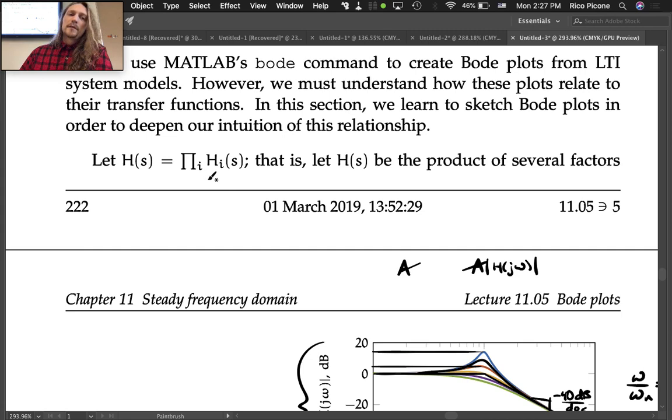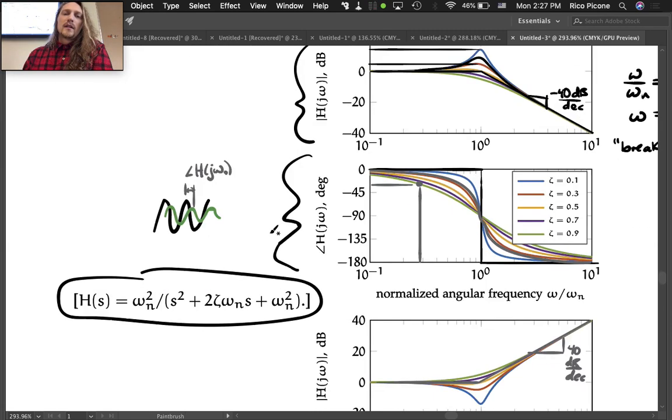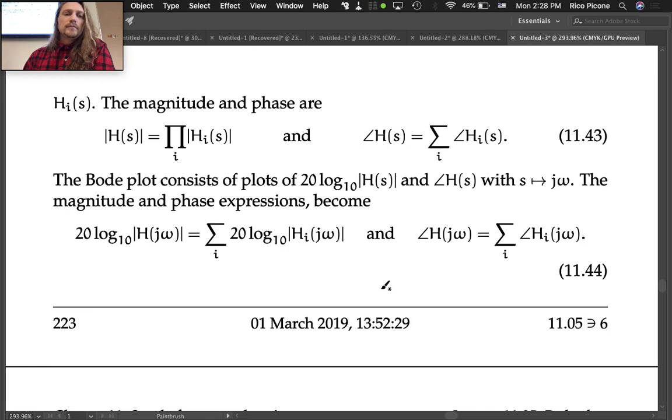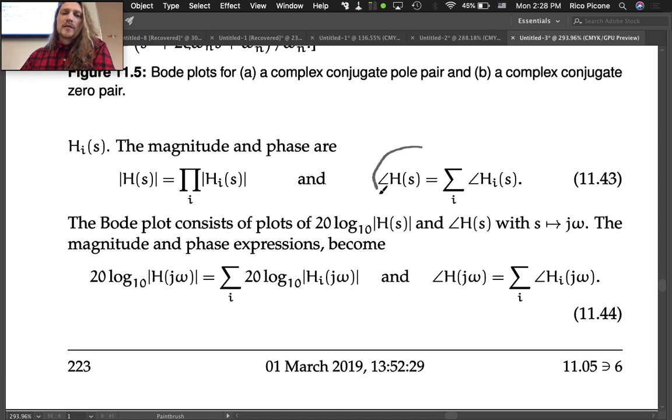So let a transfer function be the product of these sub-transfer functions. And if we take the magnitude of a product of sub-transfer functions, it's just the product of the magnitudes. Okay? Good old-fashioned magnitude property. And if we take the phase of a transfer function with a bunch of sub-transfer functions, what we do is we sum the phases. Now, this is nice because if you have a bunch of phase plots of your sub-transfer functions, remember our building blocks, then all you need to do to combine them into the complete transfer function sketch is to just sum them. And summing things graphically is pretty easy, right?